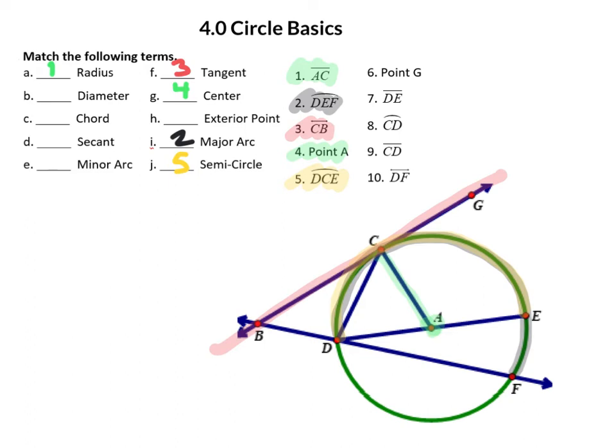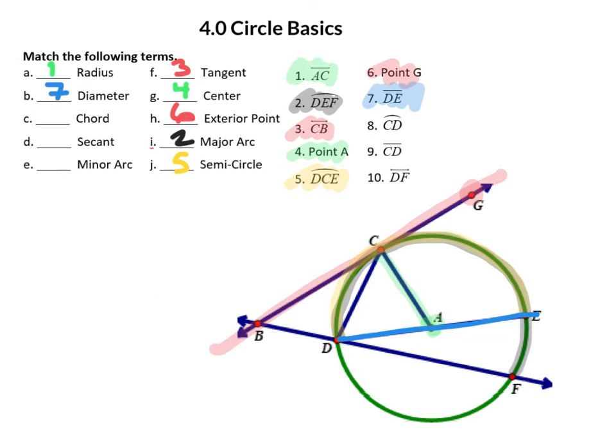All right, let's do point G out here. What is that one? Oh, okay, that's just an external point, isn't it? It's just a point outside of the circle. How about segment DE? Where is DE? Oh, segment DE goes through the center, and so it's a diameter, isn't it? That would be 7, diameter.